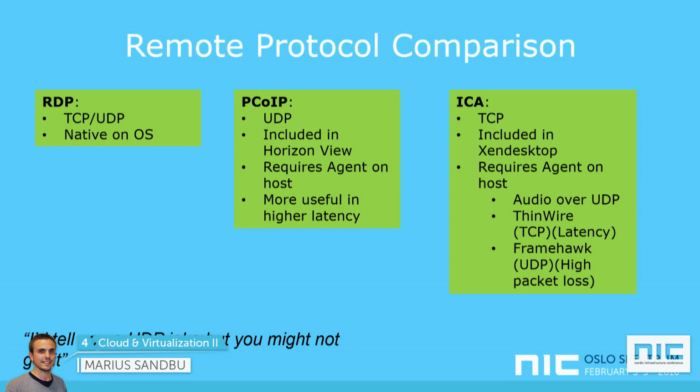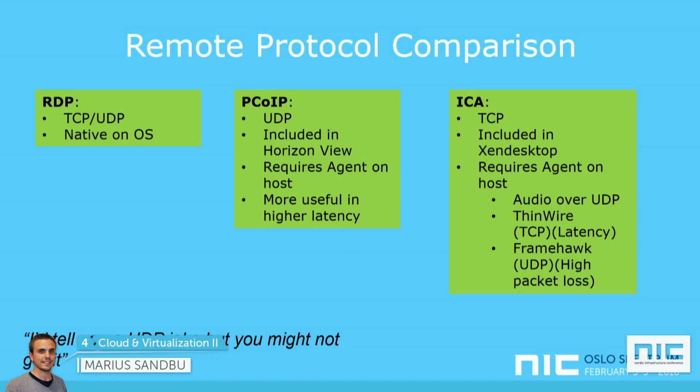And of course, we have Citrix, which has their protocol called ICA, which is primarily used as a TCP protocol, but they have different sub-protocols such as Framehawk, which uses UDP, which is much more efficient in high packet loss scenarios. And we have VMware, which uses TCP and is much more suitable over high latency networks. So as an example, we tested an ICA session across when we were taking the Kielferje. We had 1800 milliseconds and the connection worked fine.